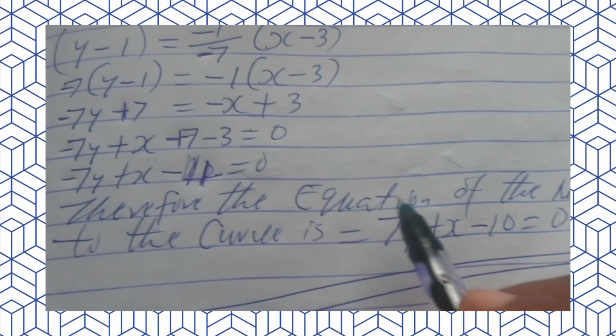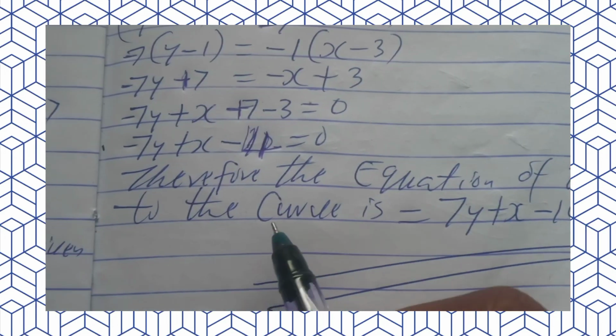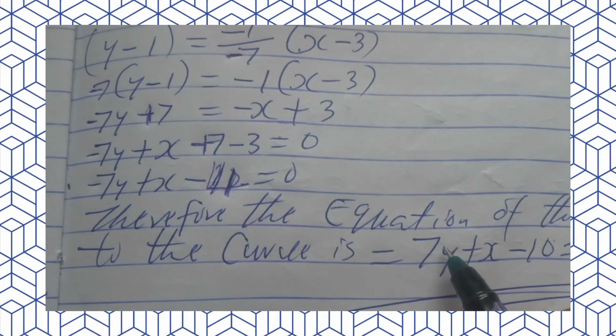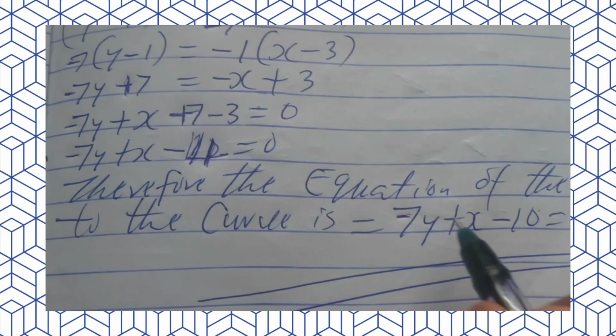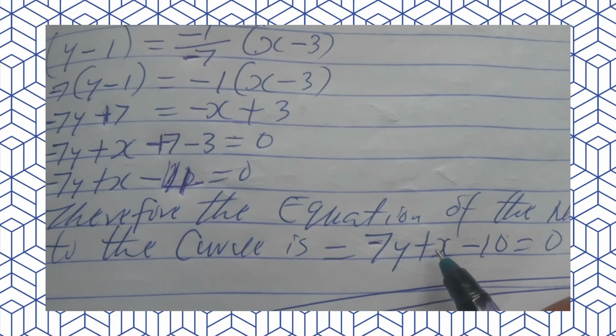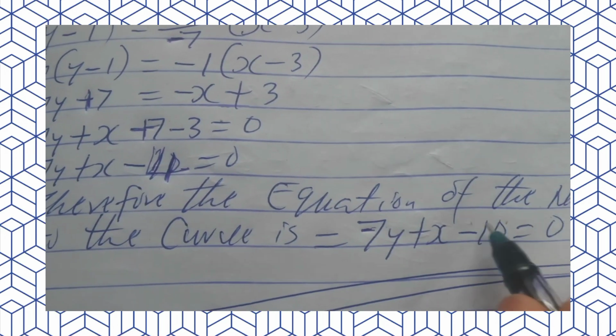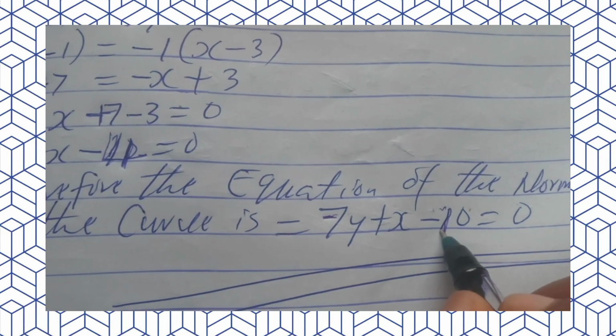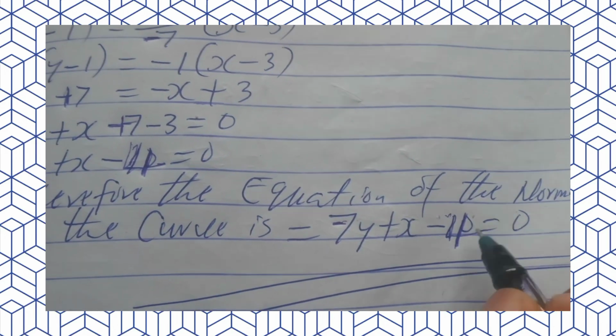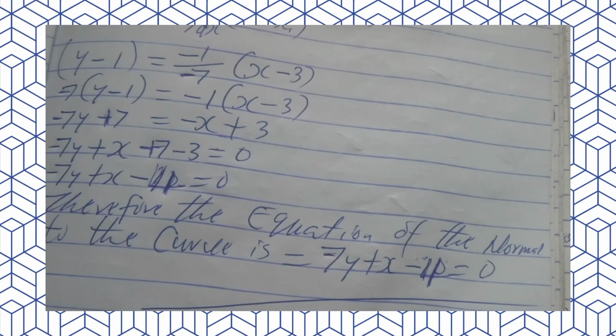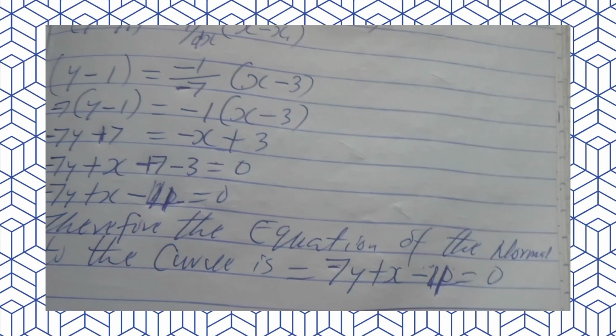So therefore the equation of the normal to the curve becomes minus 7y plus x minus 4 equals 0. So this is our final answer. This is how to find the equation of the tangent and the normal to a curve.